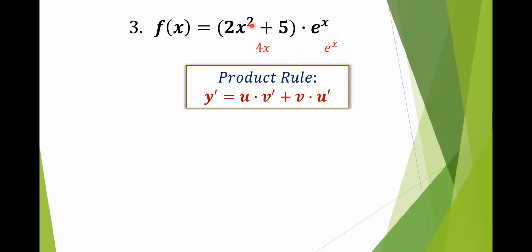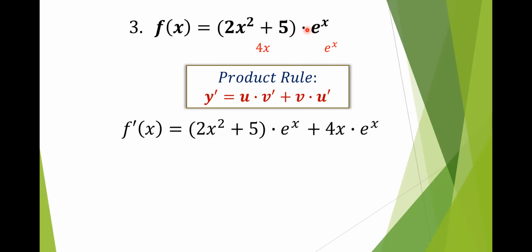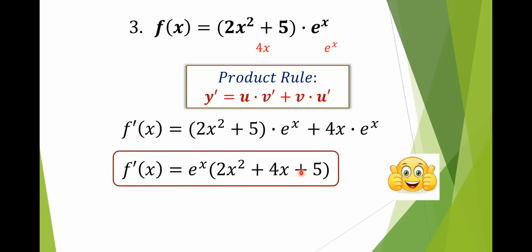Tapos uv prime will be this product. Yan. So, i-highlight natin to. Ito po yun. Tapos, yung ating uv prime, nilagay na natin dito. Plus, vu prime. It will be this product. So, plus 4x e to the x. Again, we notice that e to the x is a common factor. Labas natin si e to the x. So, we have e to the x times 2x squared plus 4x, in-arrange lang natin yung terms, plus 5. Okay, so this becomes our final answer for number 3.